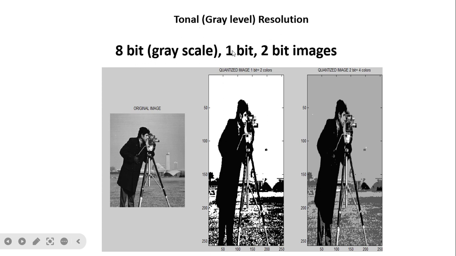8 bit grayscale, 1 bit, 2 bit. Now this is the original image. If we convert this image into 1 bit, that is only 2 colors. 1 bit can store only 2 values, 0 and 1. 0 is for black, 1 is for white. So we can see that now there is high contrast, and smoothness is not there. But if we convert from 2 colors to 4 colors, compared to the previous image, this image is smoother, but we can't compare it with the original image.